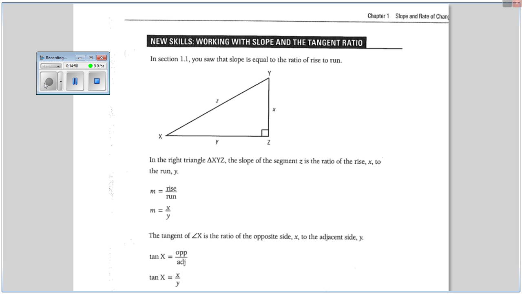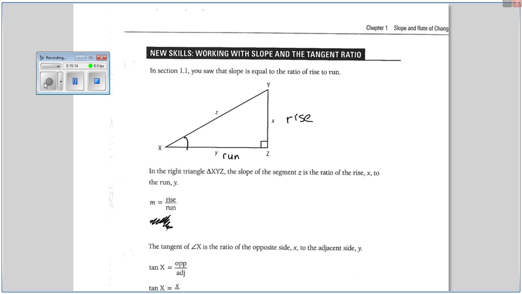Working with slope and the tangent ratio. So this is something you already know. You can cross this out. This isn't going to help you at all. I would just label the rise and the run, and then you'll be good to go. Rise, run, that will solve for x.